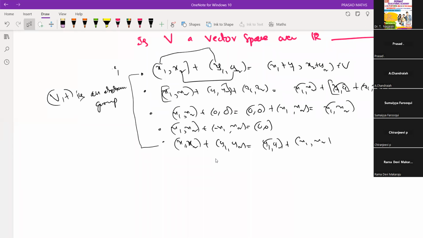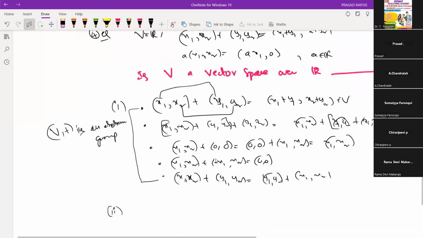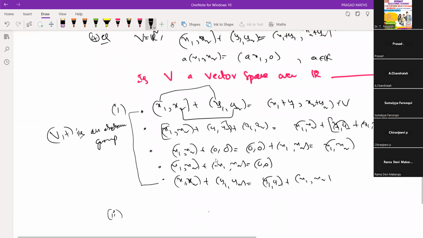Now look at property number 2. You give me any scalar, you give me any vector. If you take the scalar product, what you get is again an ordered pair. It's an element in R2, which means it's an element in V. So there is no problem with scalar multiplication. You give me any scalar, any vector, and you get a vector in R2. Therefore, there is no problem with the second property.